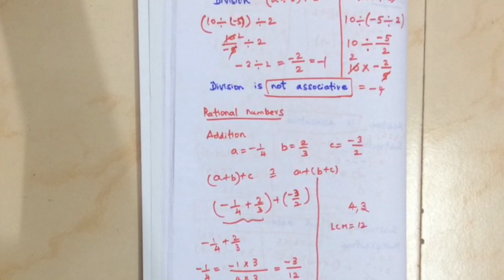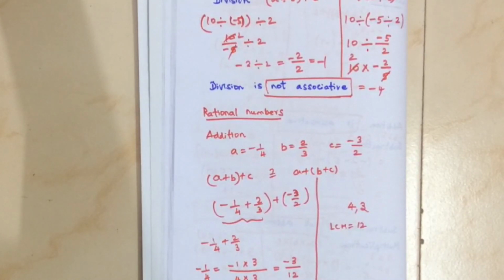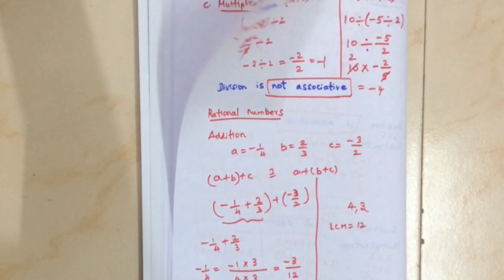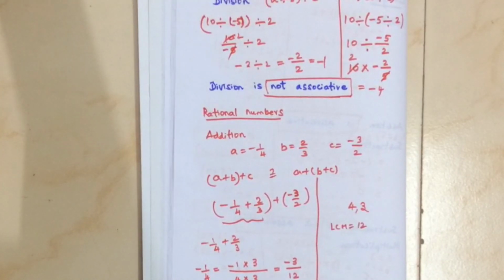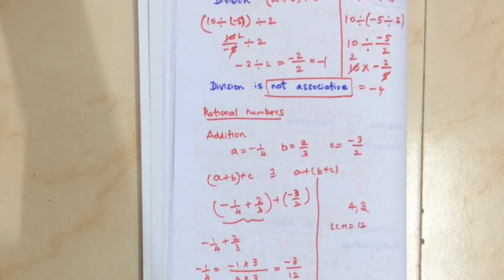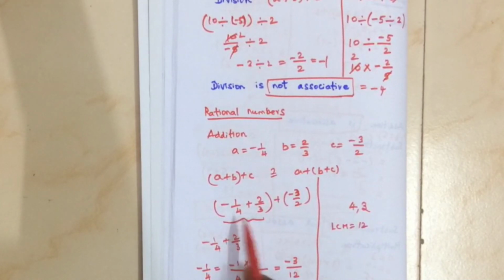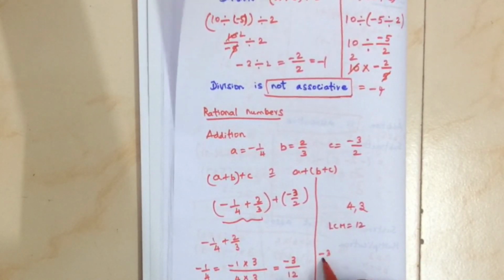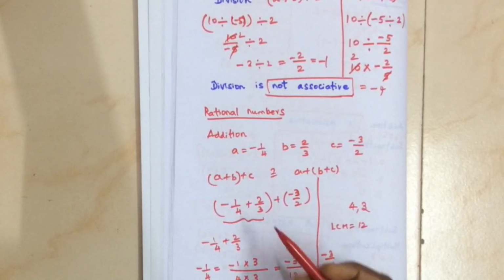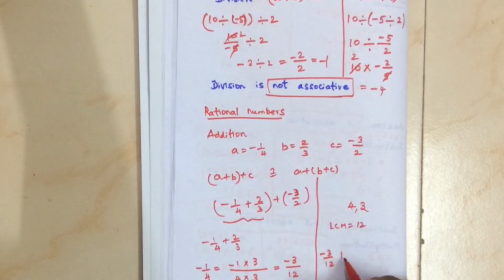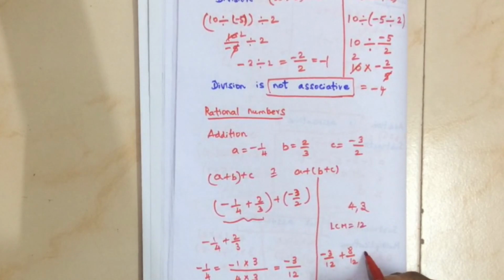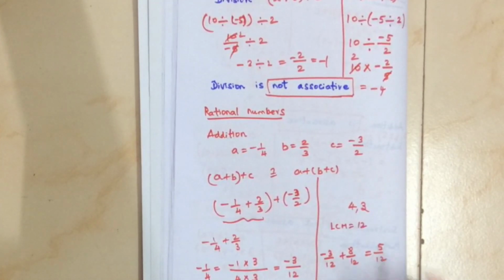Next is 2 by 3. So, 2 by 3 equal to LCM. This 12 comes from this LCM. This is 2 by 3 multiplied by 3 4s are 12. Since I am multiplying by 4 here, I should multiply the numerator by the same number 4. 4 2s are 8. So, instead of this minus 1 by 4, I can write minus 3 by 12. Instead of this 2 by 3, I can write plus 8 by 12, which gives 5 by 12.